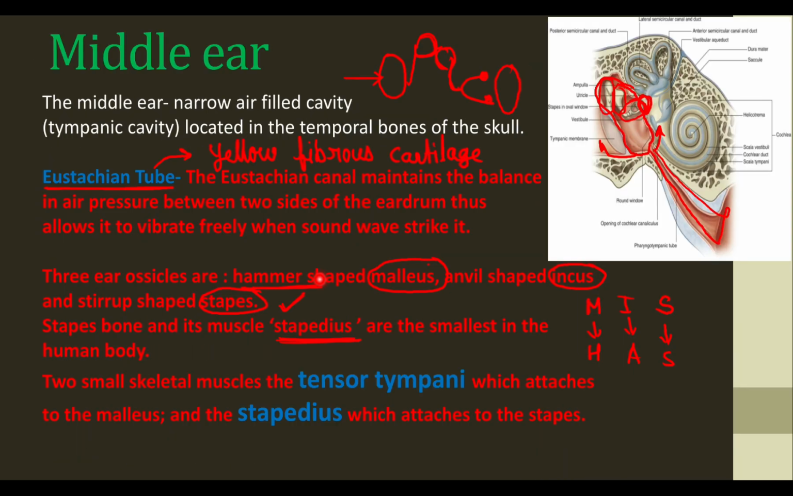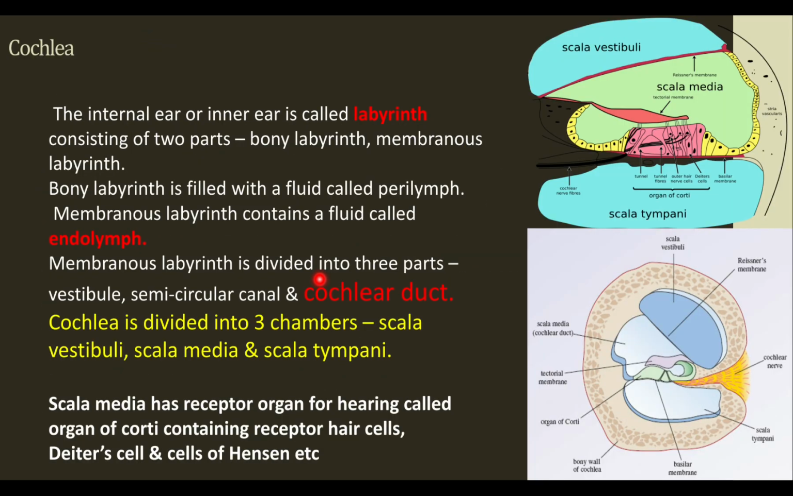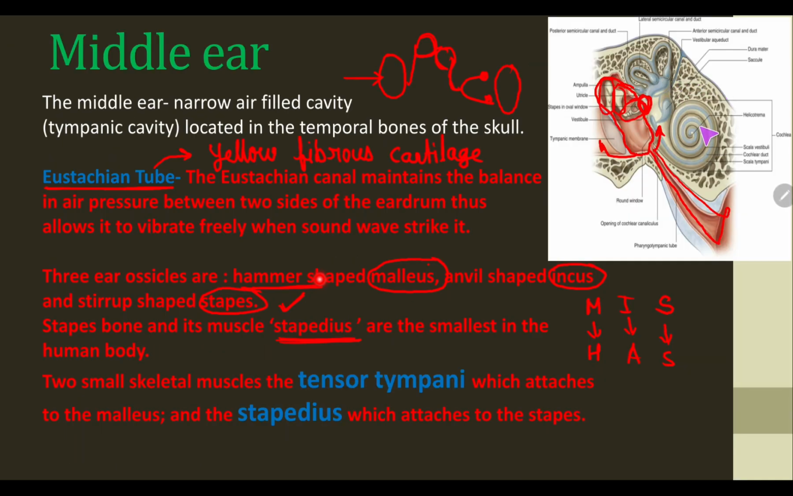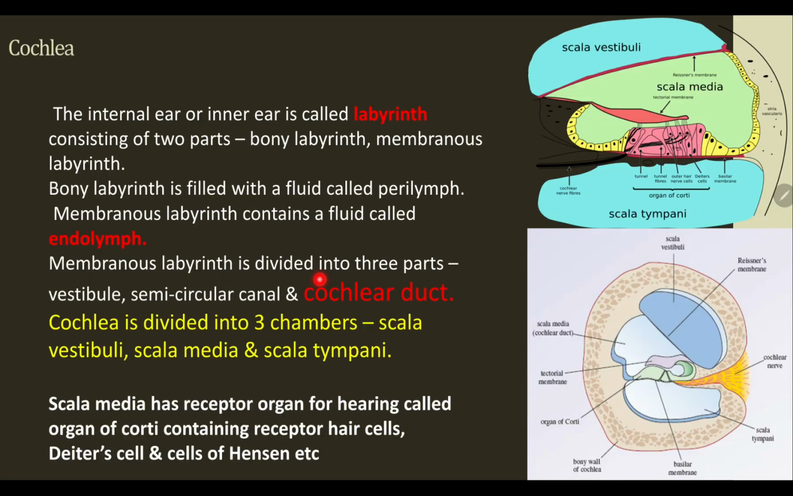Clear, students? See here. This is our cochlea, and then this is the vestibule. In the cochlea, receptors for hearing are present, phonoreceptors. And in the vestibule, receptors for balancing the body are present. Now this is the cochlea.